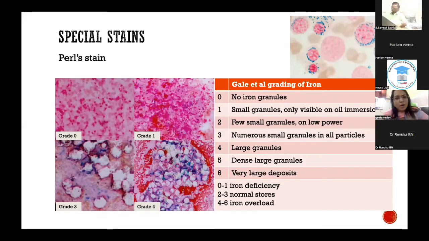We require the Perls stain in cases of myelodysplastic syndrome to see these beautiful ring sideroblasts. These ring sideroblasts are seen in erythroid precursors, and they cover more than 1/3 of the periphery. And 15% is the significant number.